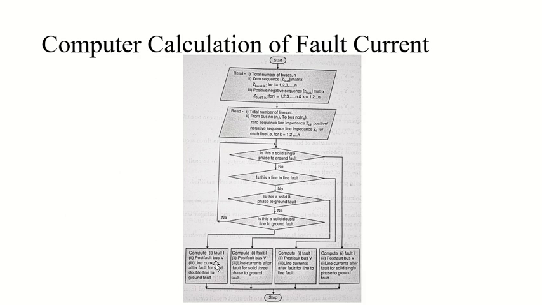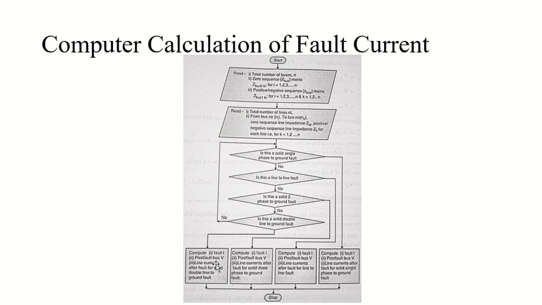After that, we will check if the fault is a line to line fault. If it is a line to line fault, then again we will compute the fault current. Then again we will determine the post fault bus voltages and the line current after the fault for the line to line fault. If that is not the case, then again we will check which one remains. The remaining one is the solid three phase to ground fault. If that is the case, then again we will calculate the fault current, post fault bus voltages, and again the line current after the fault for the solid three phase to ground fault.